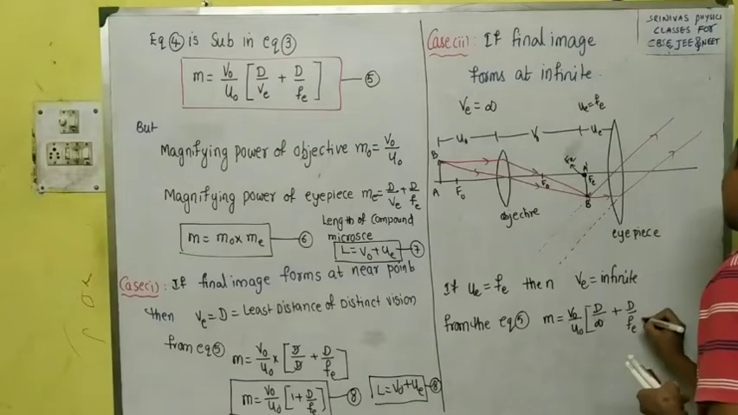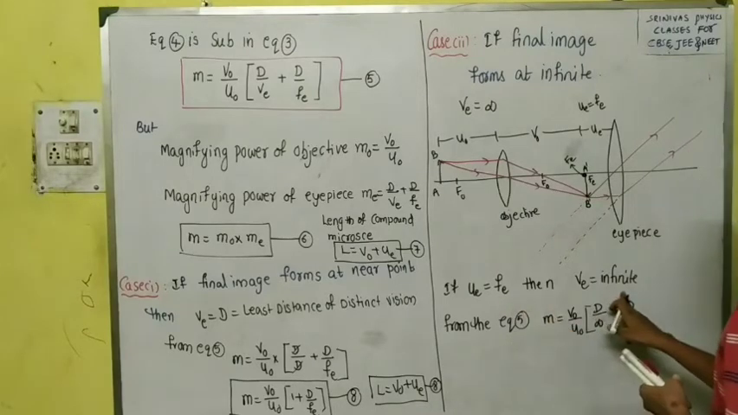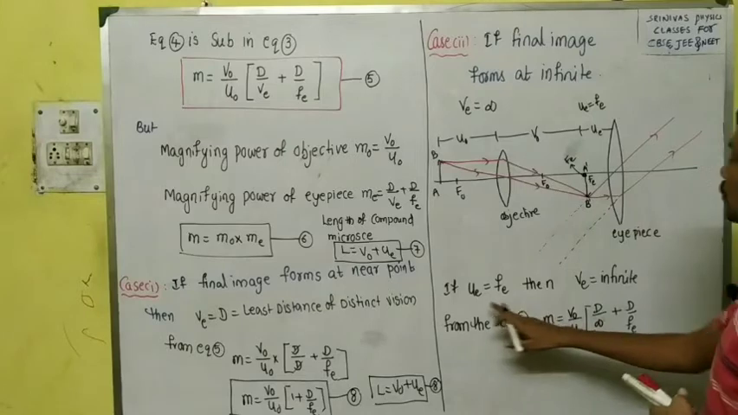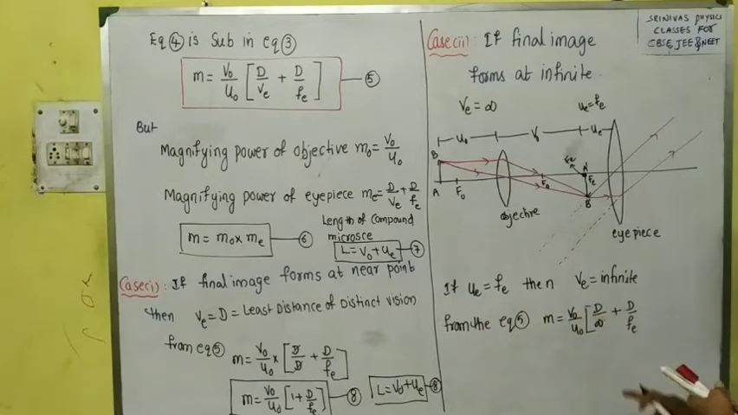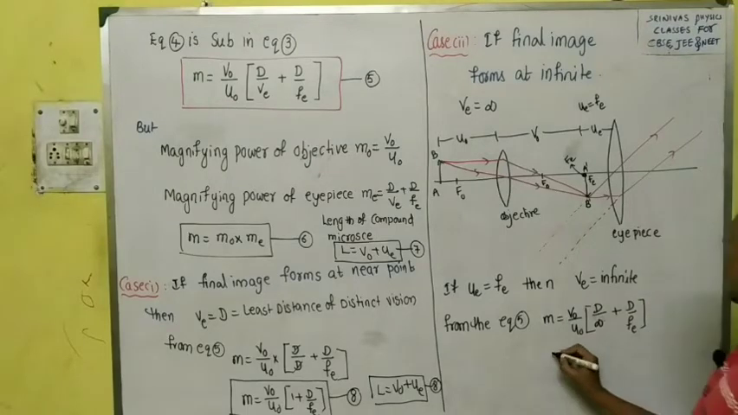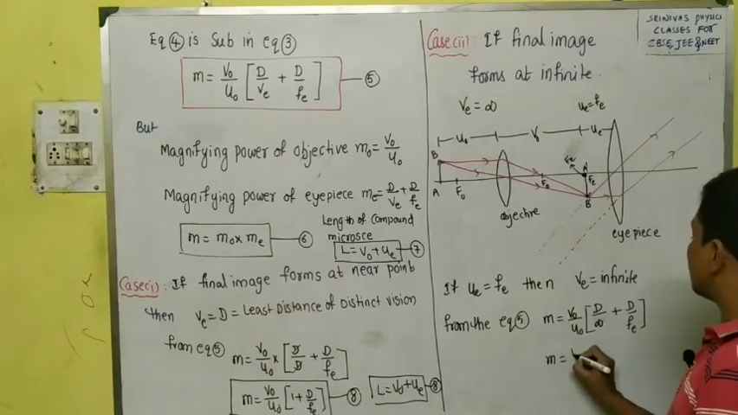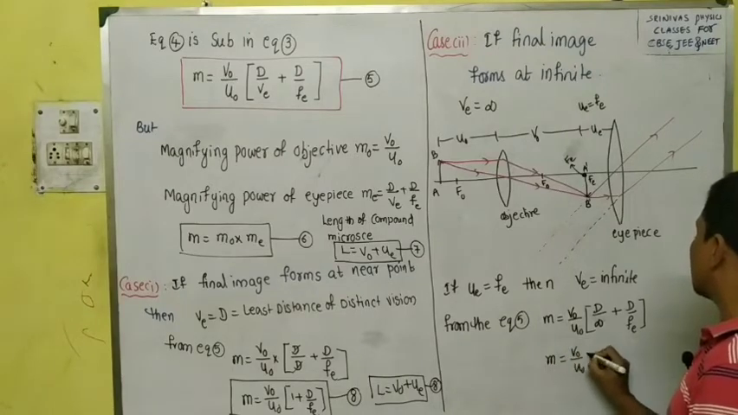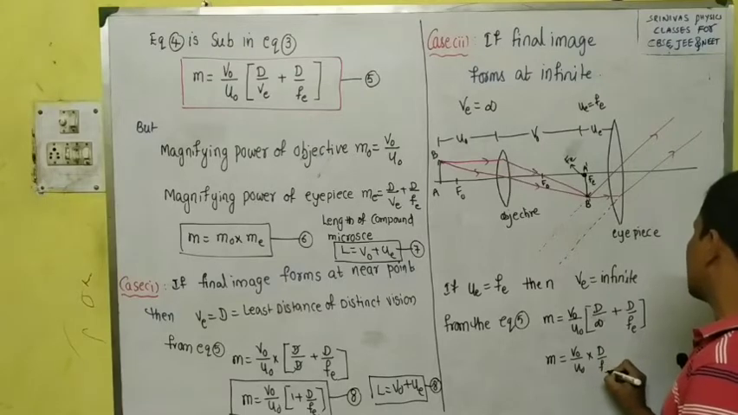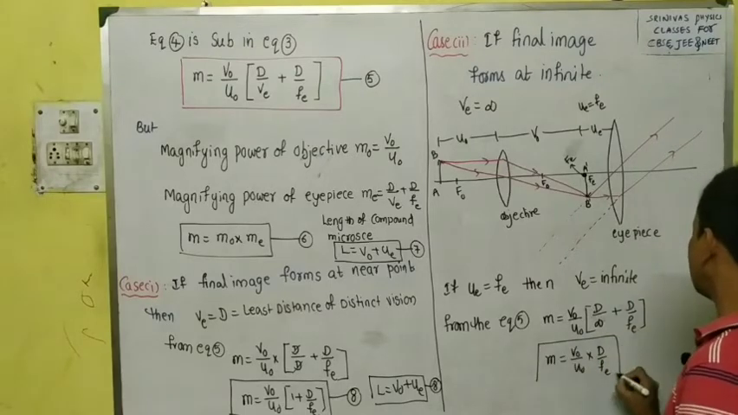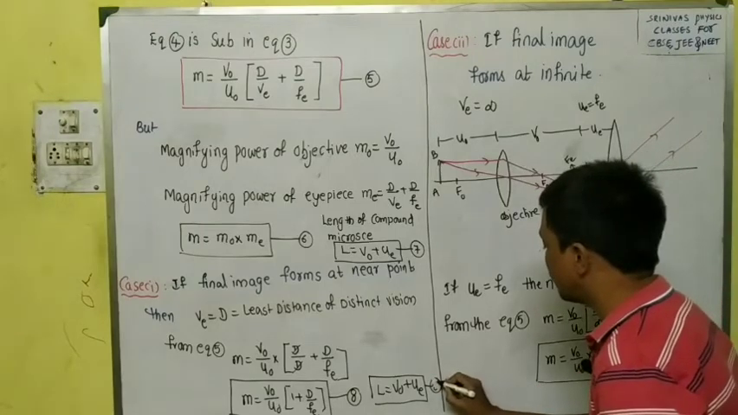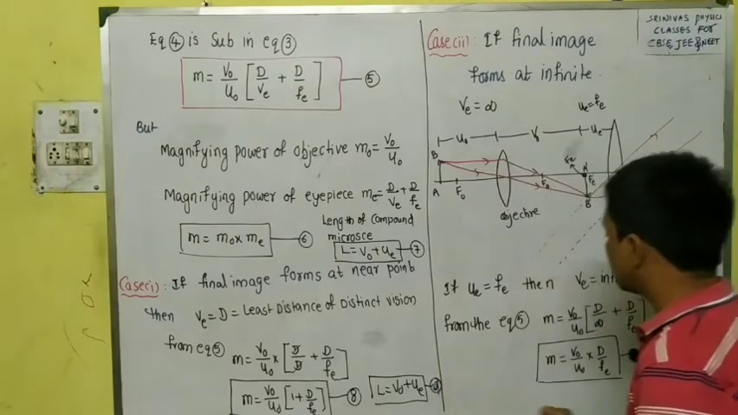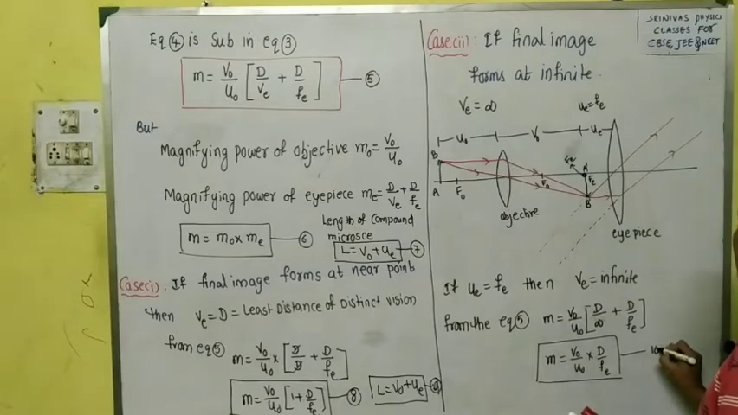Then finally, what will you get here? These two conditions we substitute in the above equation: ue is equal to fe and ve is equal to infinity. Then we get m is equal to v0 by u0 into D by fe. This is equation 9, and this is equation 10.